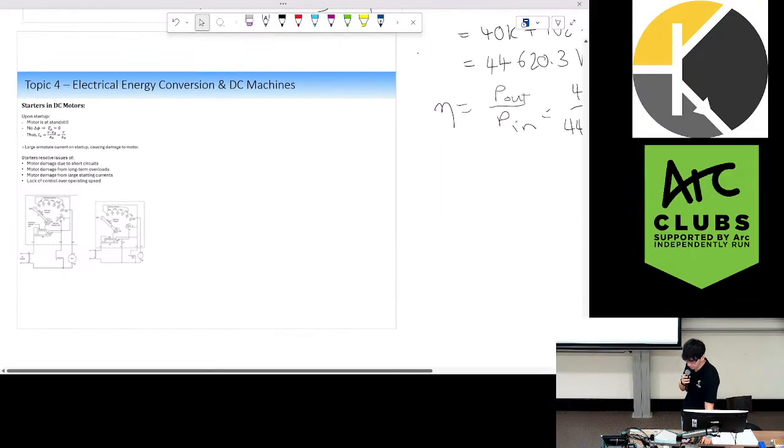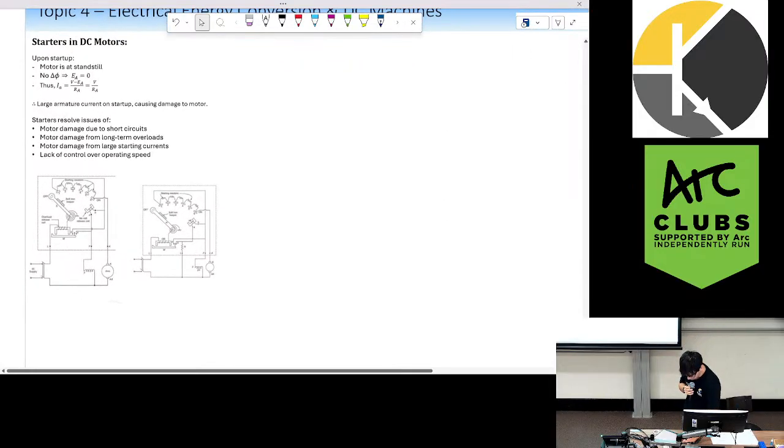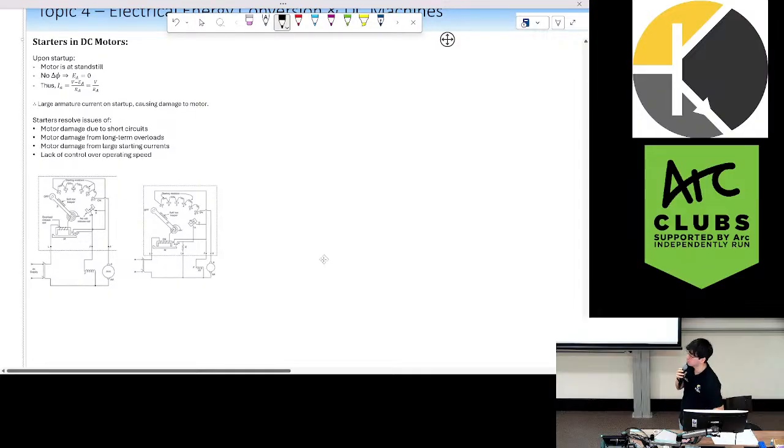Last thing on topic 4 is starters. You can imagine when we're starting a motor, it's at standstill, which means that there is no change in flux. Sorry, that is not correct. If we have no change in flux, we have no EMF being produced.